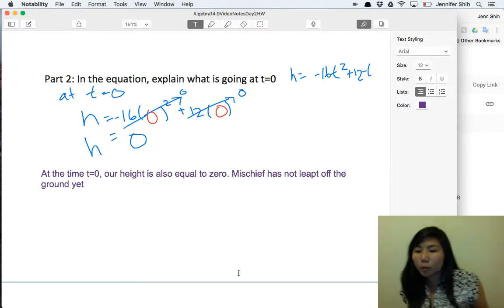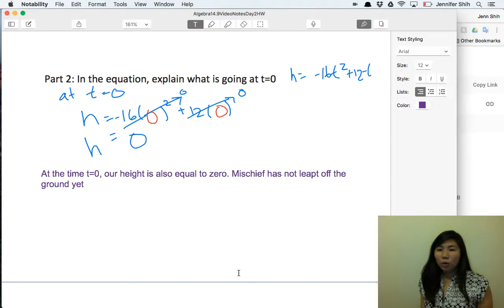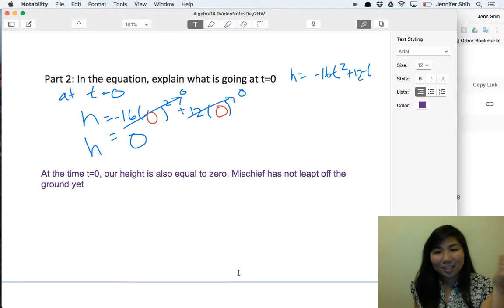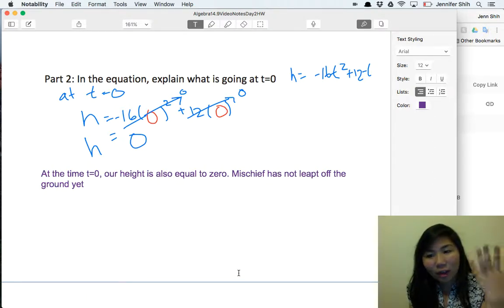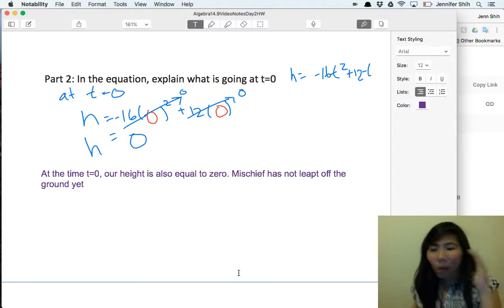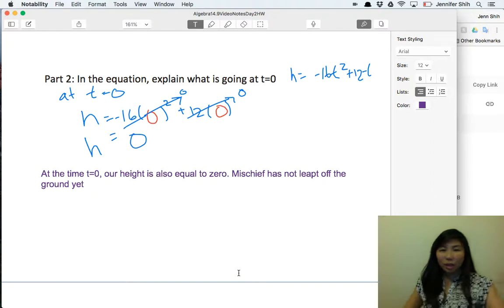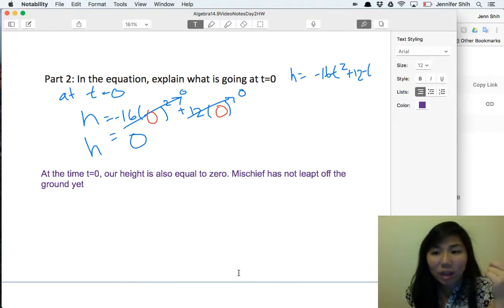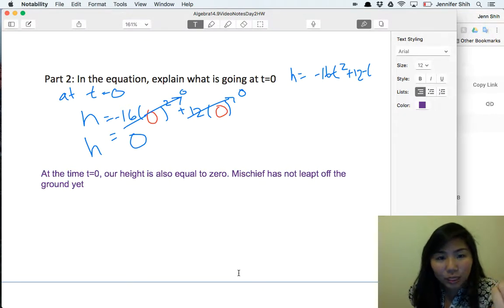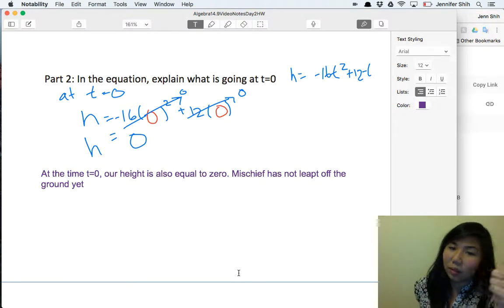So this is really important when you look at an equation with the negative 16t squared. Think about, as a problem-solving strategy, what happens at t is equal to 0? What happens when the height is 0? When the height is 0, obviously Mischief has not left the ground, but there's also another point in time where the height is equal to 0. That's what we're going to get to next.